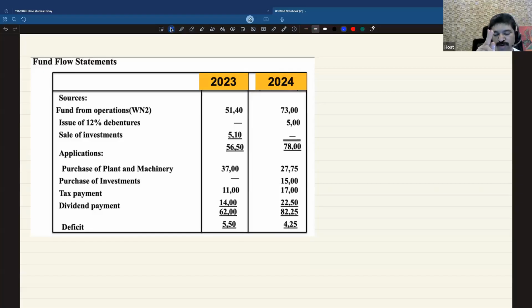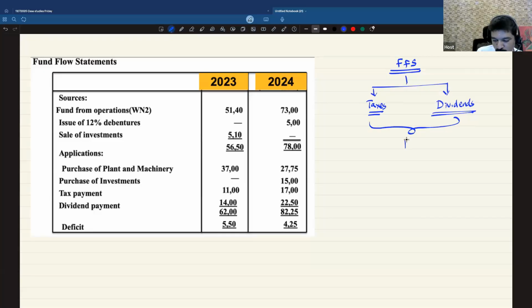Now, let me give you two pieces of information, digest this. For the purpose of fund flow statement, these two things are considered as long-term uses. What are those two things? One is payment of taxes. The other one is payment of dividends. These two are considered as long-term use of funds. Why? Because these are basically share of profits. Profits are basically the money that goes into reserves and surplus.